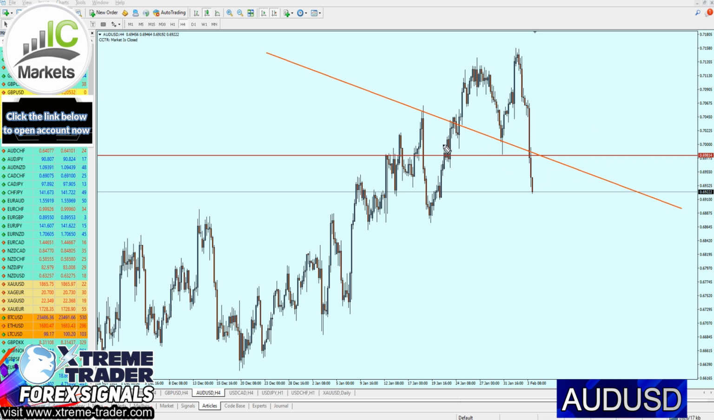Fantastic. Now, as you can see, this was a resistance trend line which has become a support trend line for only one single attempt, and the market has indeed made the bearish breakout. Now pay attention to the wicks.